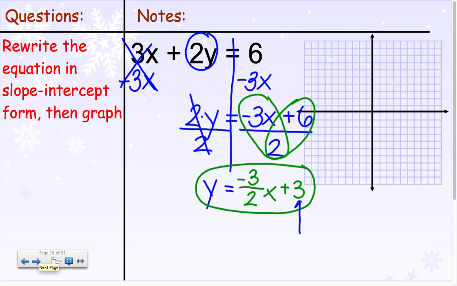I'm going to graph my positive 3 first, so I'm going to go up to 3 on my y-axis and put a dot. Then I'm going to graph my negative 3 over 2 second. So from that dot, I'm going to rise negative 3, run 2.